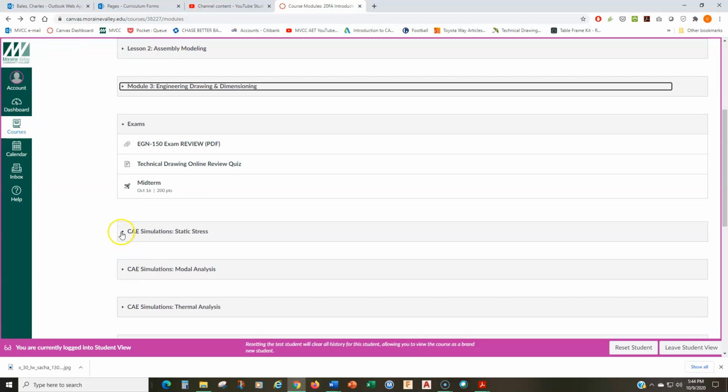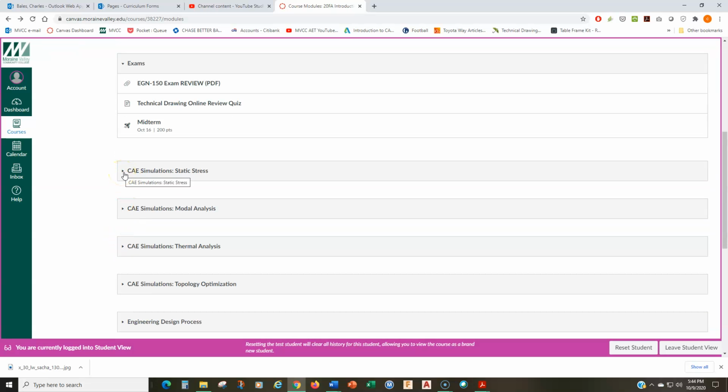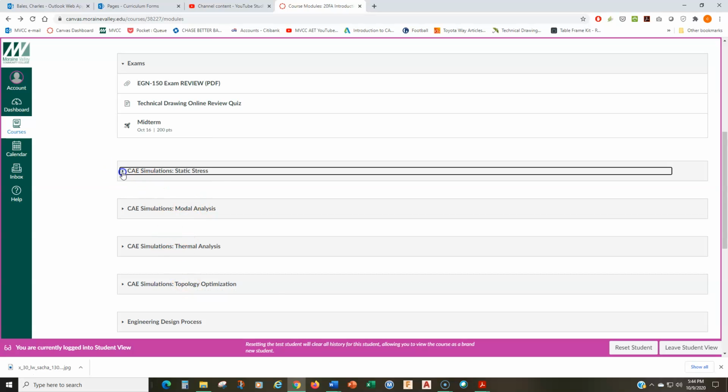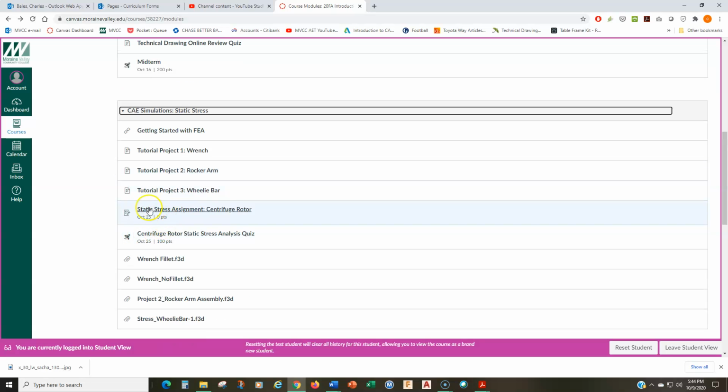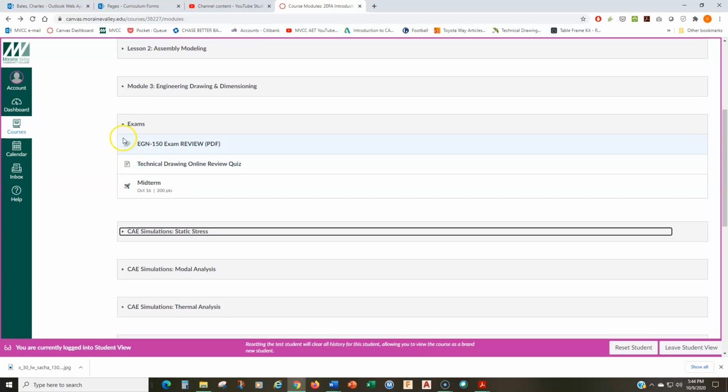After the midterm exam, we will be going into more of an engineering analysis section in the class, where we'll do computer-aided engineering for simulations with static stress, modal analysis, thermal analysis, and topology optimization. So that really covers the second half of the class. You don't need to worry about that until after the midterm. You can see the due dates there, October 25th. So really, the main focus right now is to study for the midterm. Okay, and studying for the midterm means you're going to have to go into Module 3. So please don't underestimate the midterm exam.